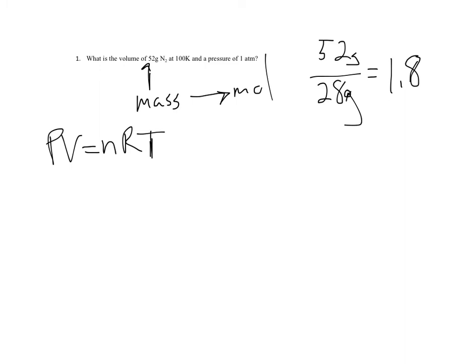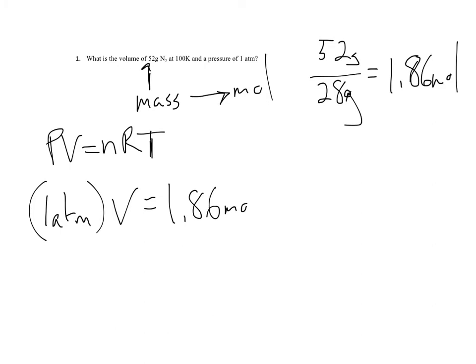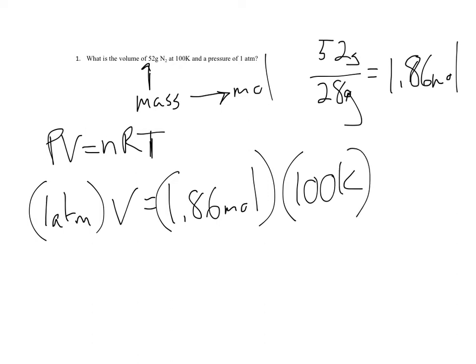Which means 52 divided by 28 is 1.86 moles. Now we've got a pressure. We were given 1 atmosphere. We want to find the volume. We have the number of moles is 1.86. We have the temperature is 100 K, and we need the R. Since the pressure was given here in atmospheres, R is equal to 0.0821.